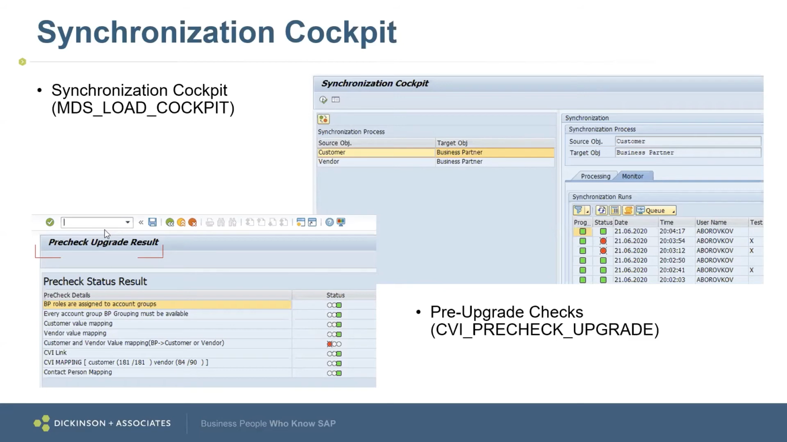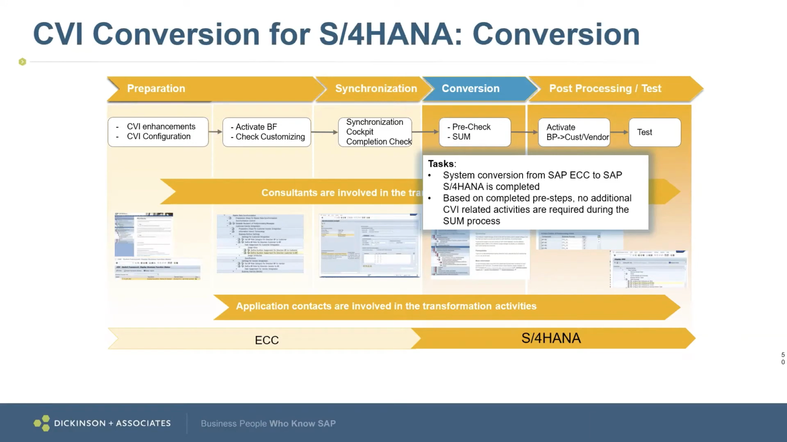Next slide. Next comes the conversion phase. Here, there are no functional CVI steps. The conversion of ECC to S/4HANA follows the S/4HANA conversion guide. This process is executed by the technical team, and no functional activities and CVI are required. Next slide.